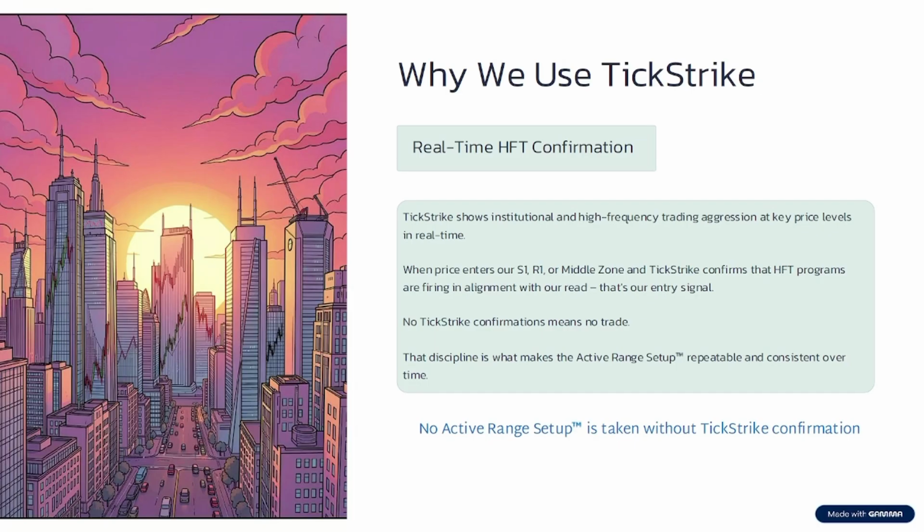Why we use Tick Strike? It offers real-time confirmation. Tick Strike shows institutional and high-frequency trading aggression at key levels in real time. When price enters our support zone, resistance zone, or middle zone, and Tick Strike confirms the HFT programs are firing in alignment with our read, that's our entry signal. No active range setup is taken without Tick Strike confirmation. If there is no Tick Strike confirmation, that means no trade. That discipline is what makes the active range setup repeatable and consistent over time.